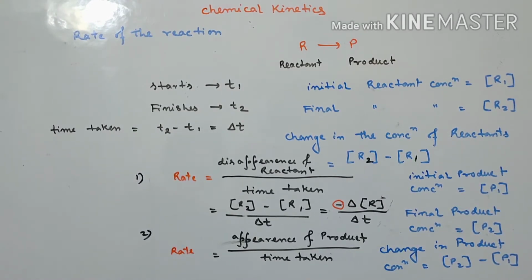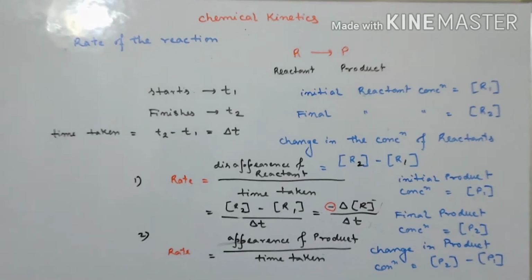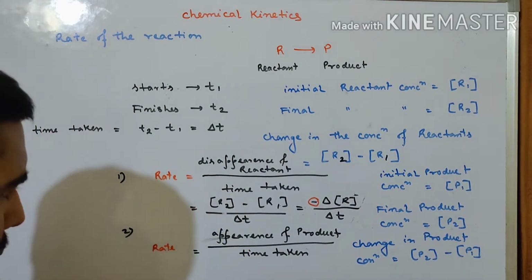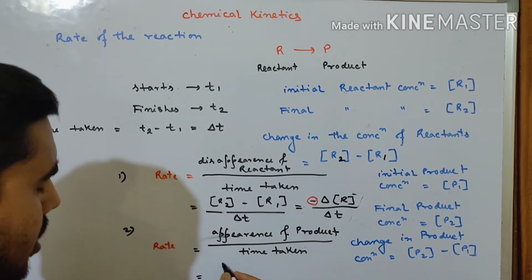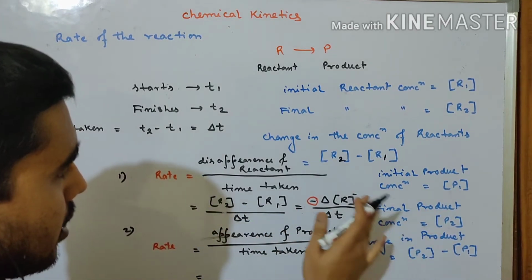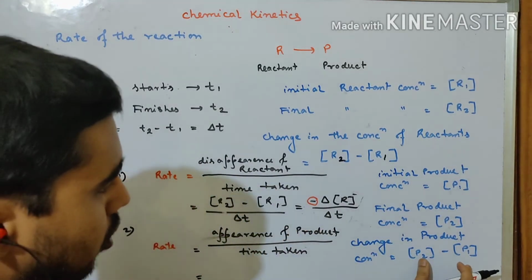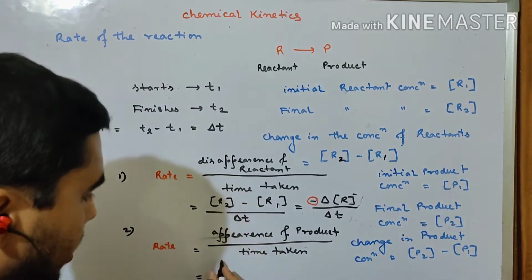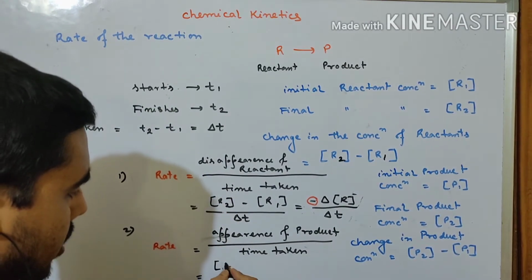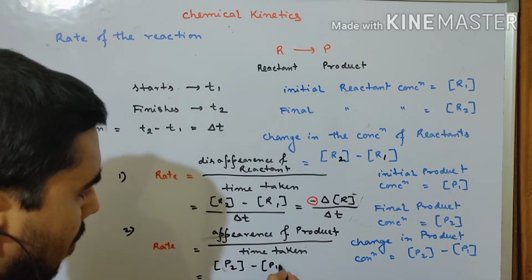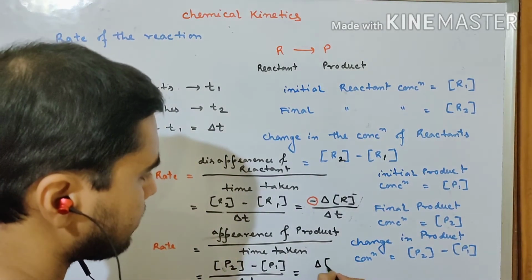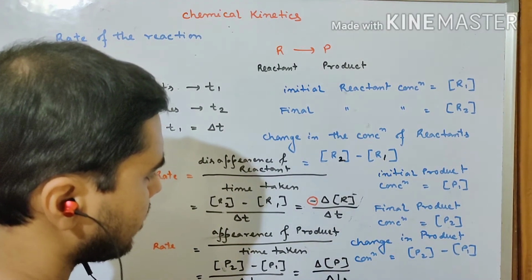Now, as a matter of fact, it can be written as, if it is not visible from here, the appearance of product means, with time, how much product is going to be formed, that is P2 minus P1. So it is P2 minus P1 divided by delta T, which is nothing but the change in concentration of P by delta T.